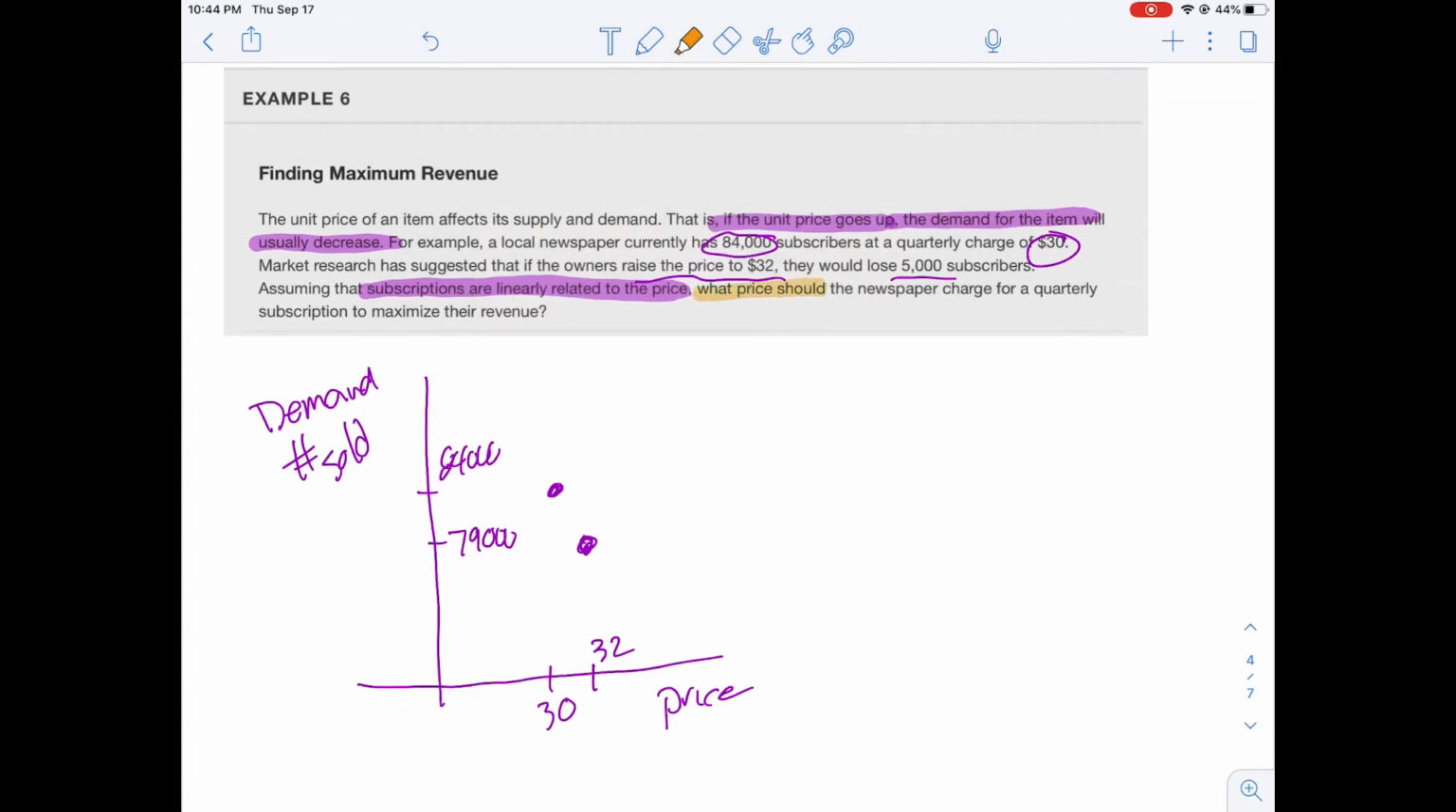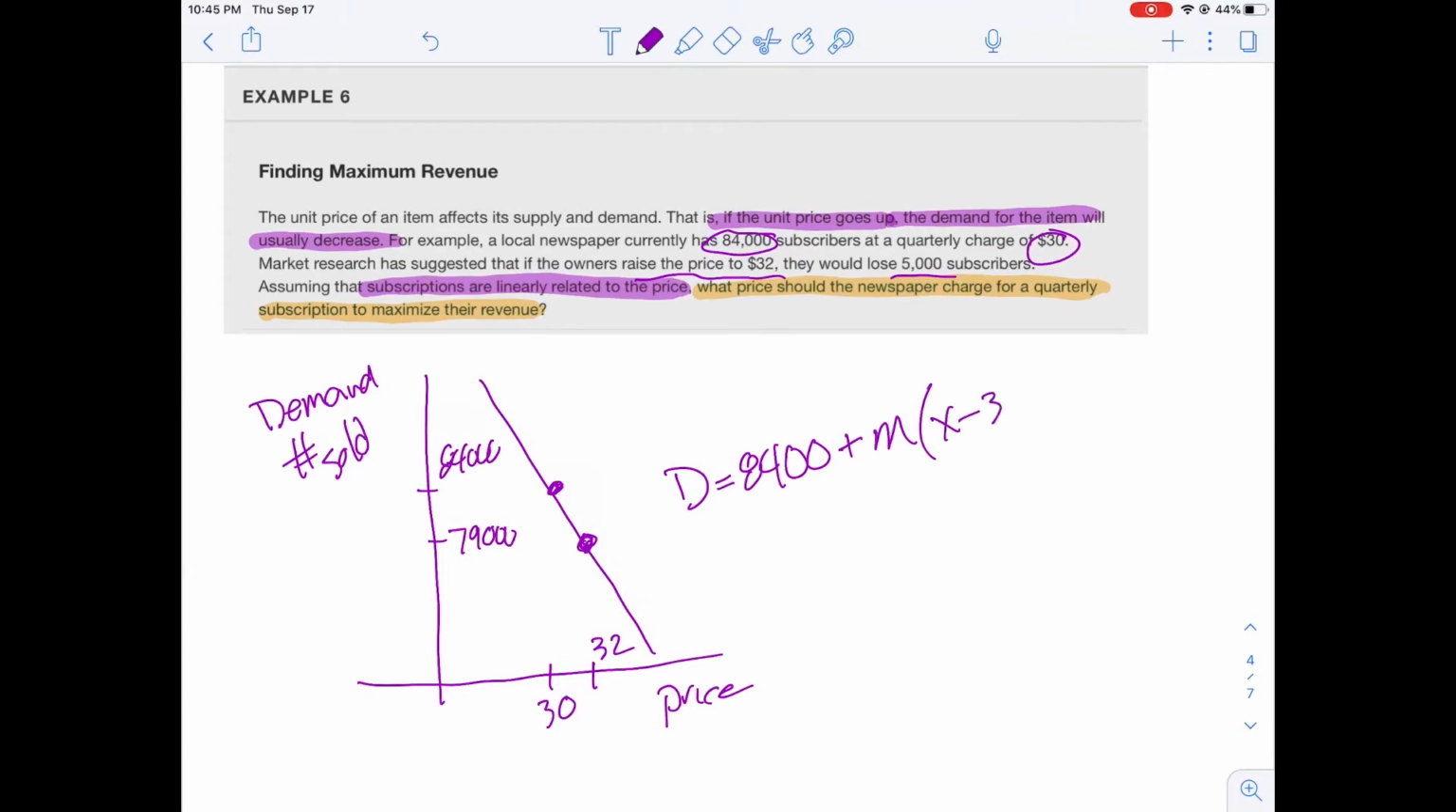Now we're going to switch. Here's the question that they're asking: what price do you set to maximize their revenue? So this function for the demand is going to be a linear decrease, and we can find a formula for that. So the demand equals 84,000 minus the slope, or plus the slope, but the slope is negative, times x minus 30. That is the point slope formula.